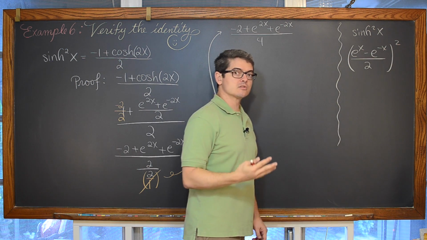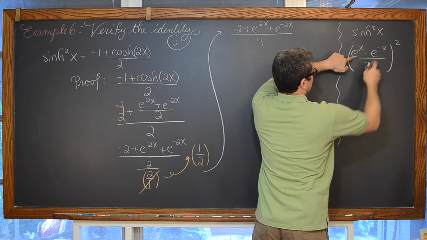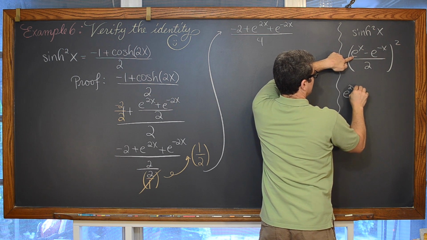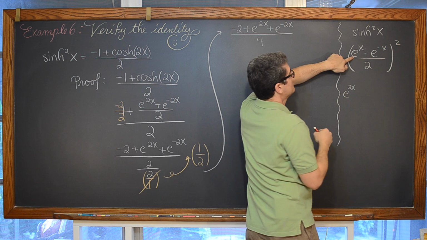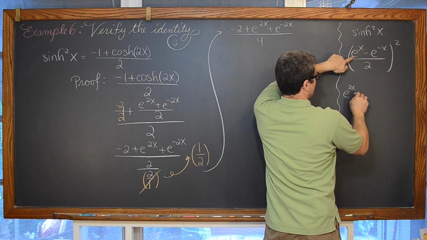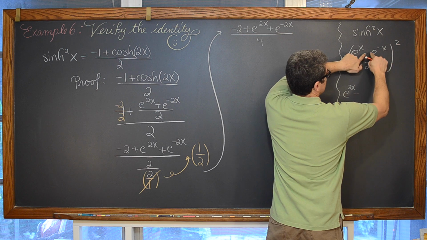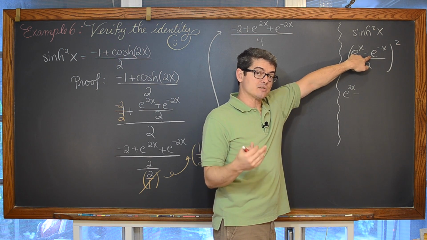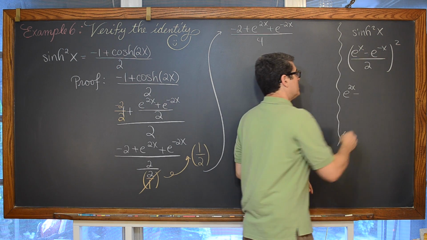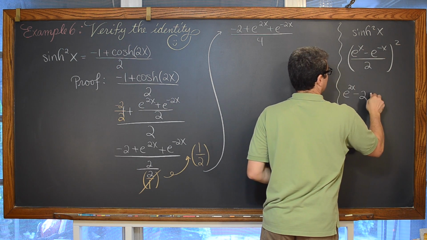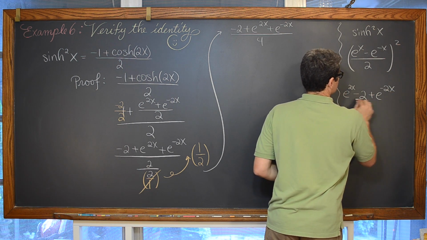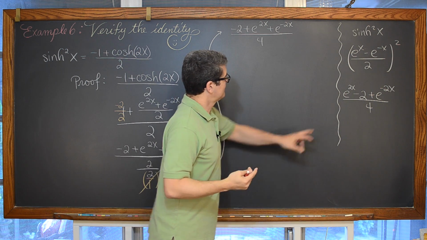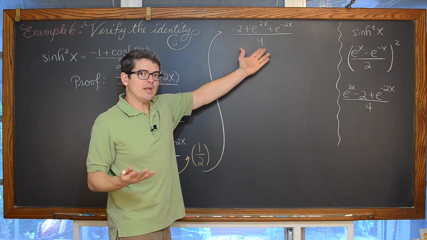e to the x minus e to the negative x, squared. This times itself is going to be e to the x times e to the x is e to the 2x. We have a negative here, so a positive times a negative gives minus e to the x times e to the negative x, which is negative e to the 0, and that's 1, and there's 2 of those. So we're looking at minus 2, and then finally plus e to the negative 2x over 2 squared, which is 4. That's where we are right now on the proof.